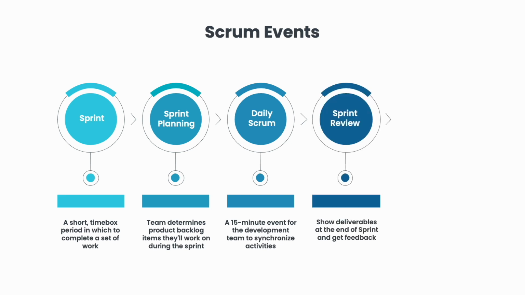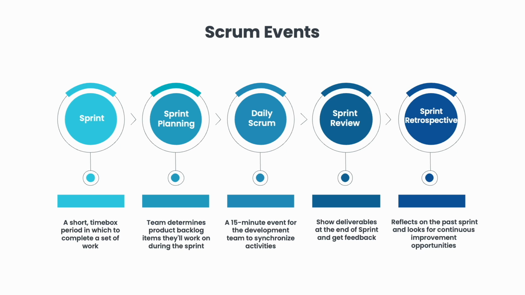Sprint Review, held at the end of the sprint to inspect the increment and make changes to the product backlog based on the sprint. Sprint Retrospective, the team reflects on the past sprint and looks for continuous improvement opportunities for the next sprint. Now let's see how the Scrum framework comes together.